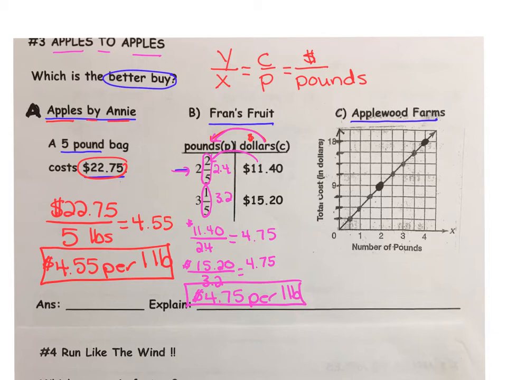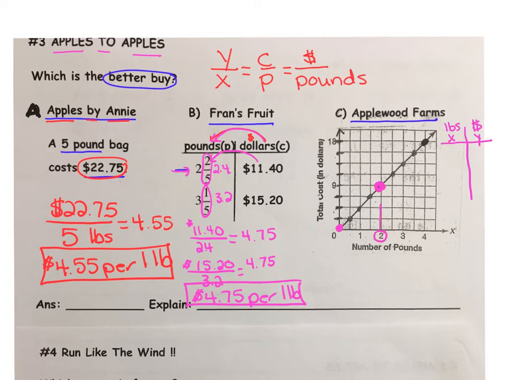Now in the last case, we've been given a graph for Applewood Farms. Clearly it's proportional. It starts at 0, 0 and it's straight. And we know when we're given a graph, we're going to construct a little t-table next to that graph. We're going to grab a few key points off that graph, and from those points, we can calculate our unit rate.